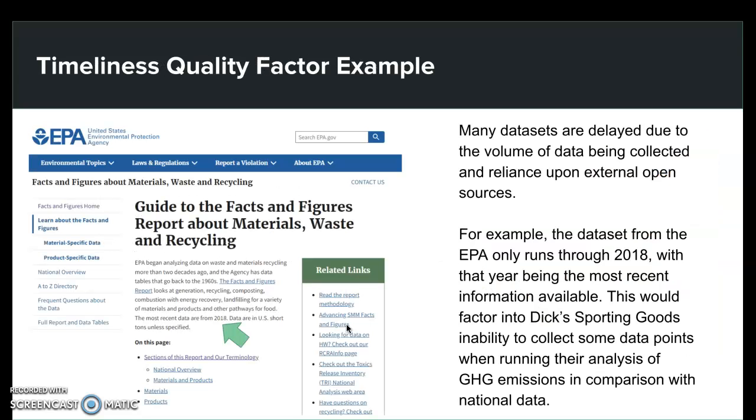And then for timeliness, many data sets are delayed due to the volume of data being collected and reliance upon external open sources. For example, the data set from the EPA only runs through 2018, with that year being the most recent information available. This would factor into Dick's Sporting Goods' inability to collect some data points when running their analysis of GHG emissions in comparison with national data.